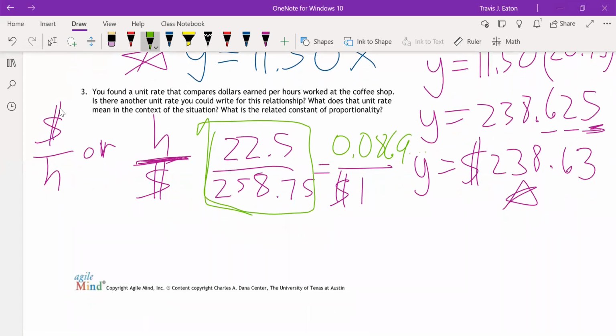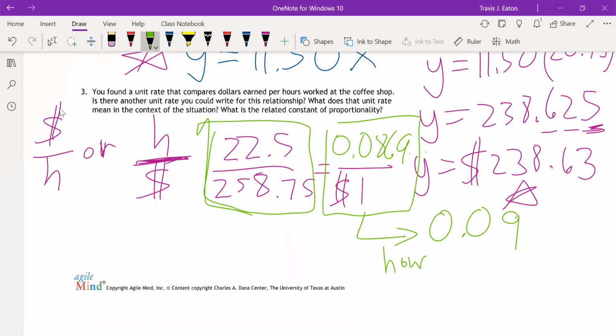So we're going to take this amount and say, all right, well, that is actually rounding it to the nearest hundredth would be 0.09 hours per dollar. So for every dollar that she works, or sorry, every dollar she earns, she has to work 9/100ths of an hour, 9/100ths of an hour.